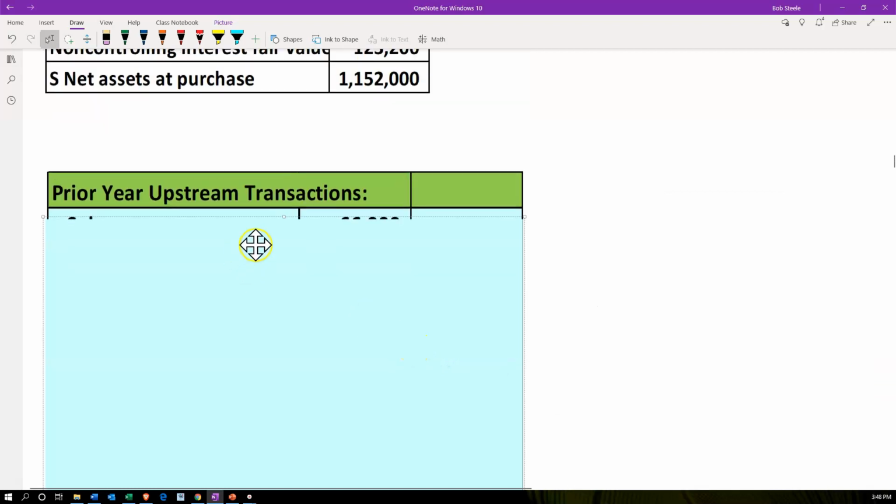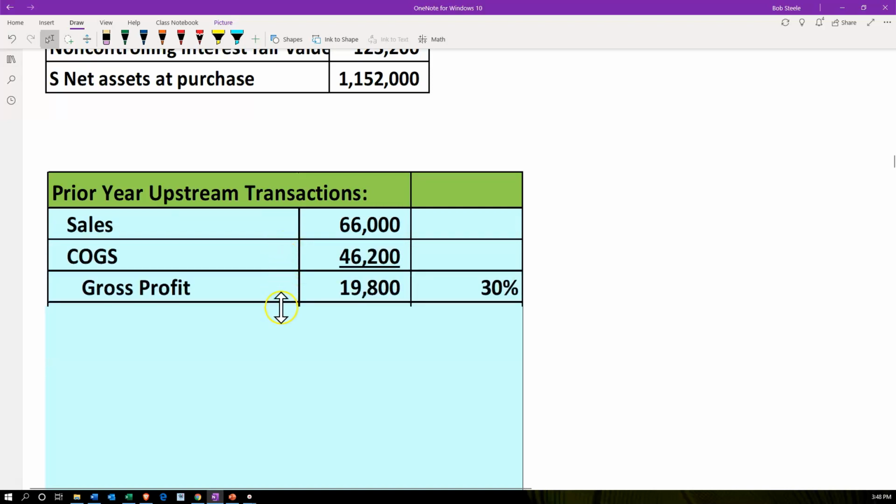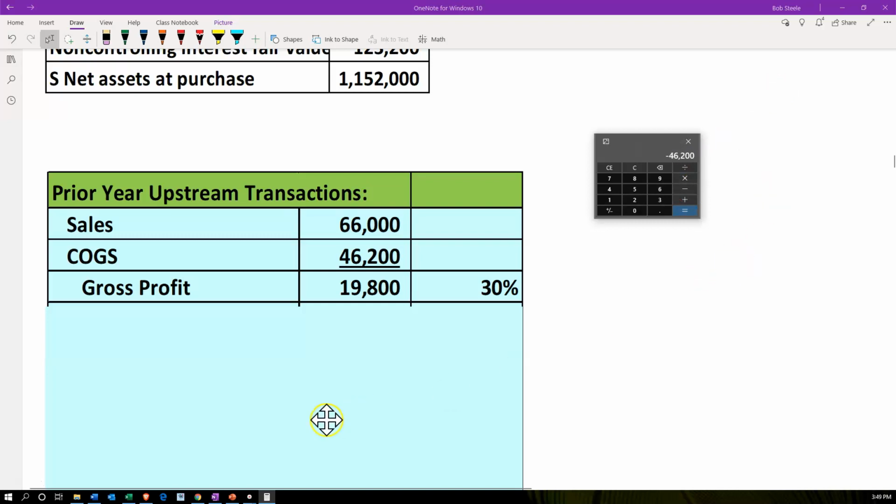So if we go back up, these are going to be upstream transactions, starting with the prior year transaction. We had the sale of the 66,000, and then they gave us the 30%. So if they give us this 30%, we can kind of back into this, pulling out the trusty calculator here. We're going to take that 66,000 times 0.3, 30%, 19,800. Then we can back into the cost of goods sold if we need to. That minus the sales, 66,000, is going to give us the 46,200.